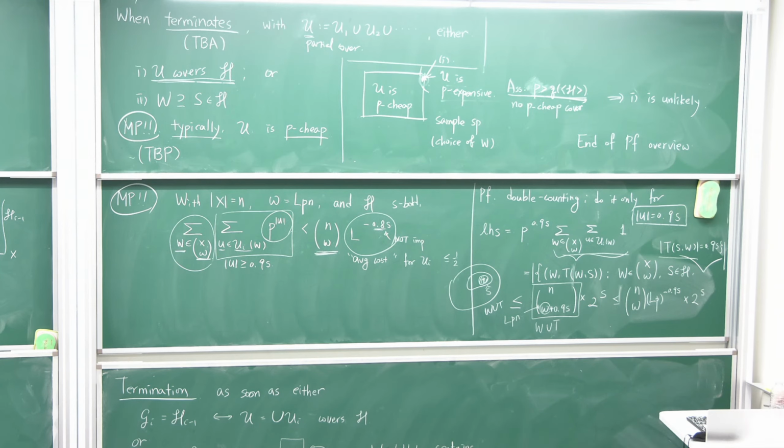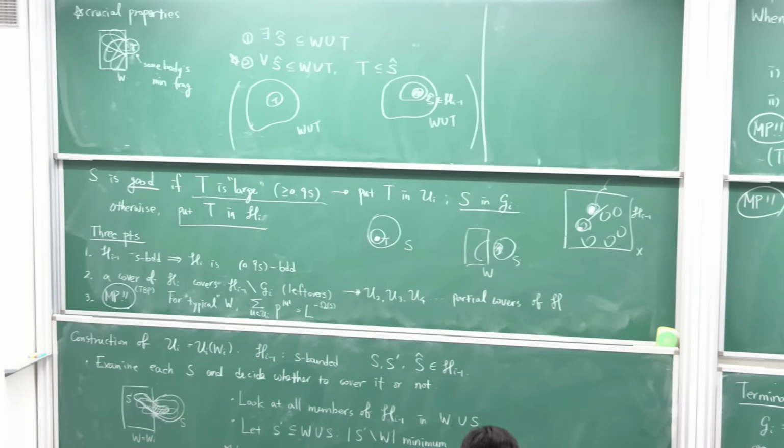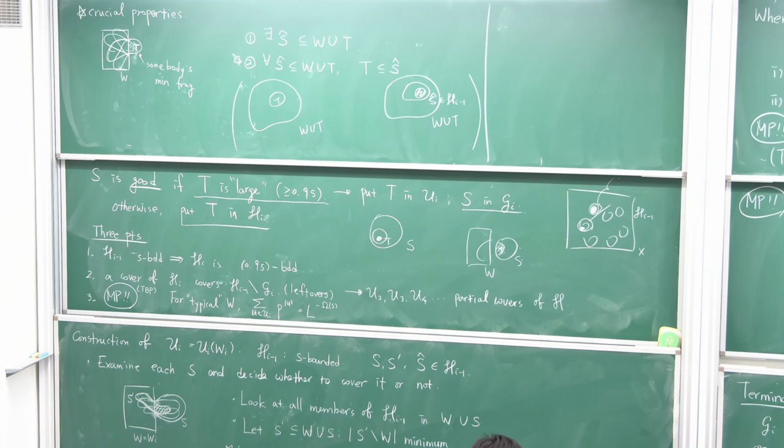And we are done, because we cancel out p to the 0.9s and p to the 0.9s. Now we have n choose w, which is the first term. And now the competition is between L to the minus 0.9s and 2 to the s. But L is a large number, so L to the 0.9s always beats 2 to the s. So this part is at most L to the something slightly smaller. So we are done.